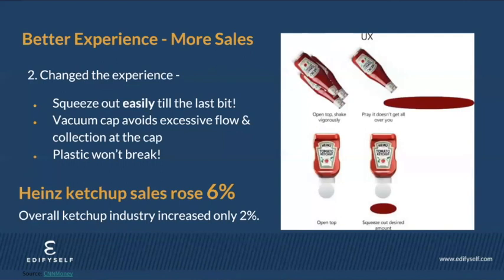What happened because of this is that when it was a glass bottle, mothers wouldn't let children handle the bottle themselves. But with a plastic bottle, it's much safer. So kids could now have the bottle in their hands, and with kids, there was a lot more sauce being consumed. So the Heinz ketchup sales rose by a good 6% when the rest of the industry increased only by 2%. So this is a very good example of a business goal being achieved with a very good UX design.